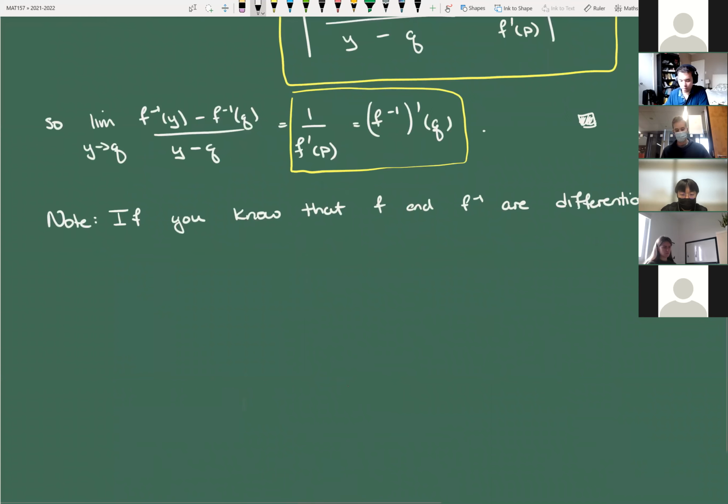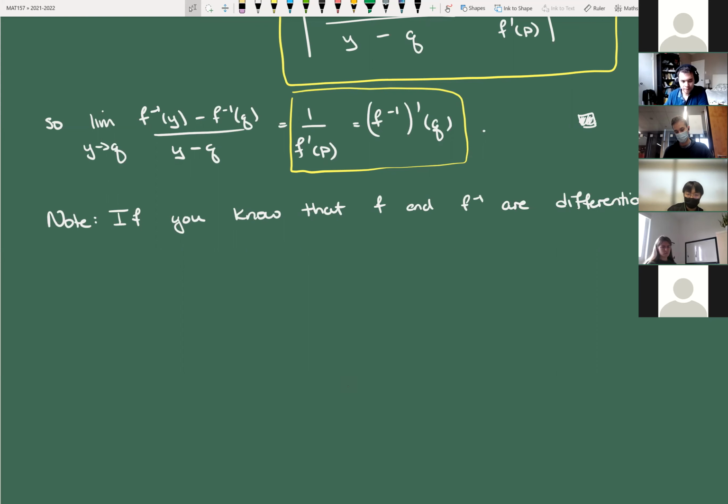And most of the time, the way we're going to use it, we won't be talking about whether you're C1 at a single point. You hopefully will be C1 on a whole interval, and then you'll be using this theorem implicitly at every point in the interval. Does that make sense? Let me know if it doesn't, but I think that was just a confirmation.